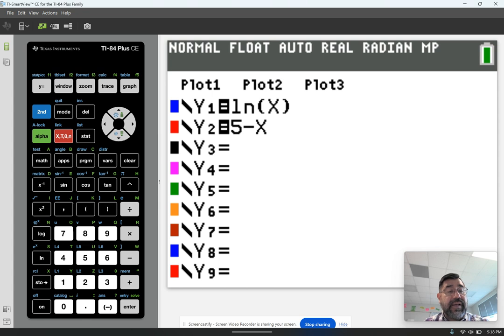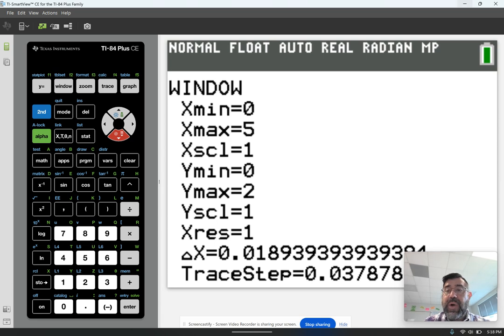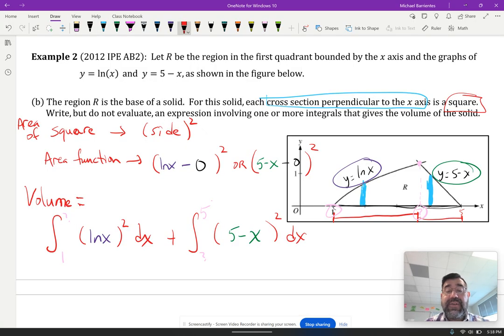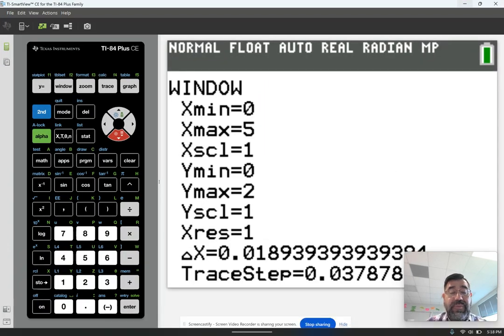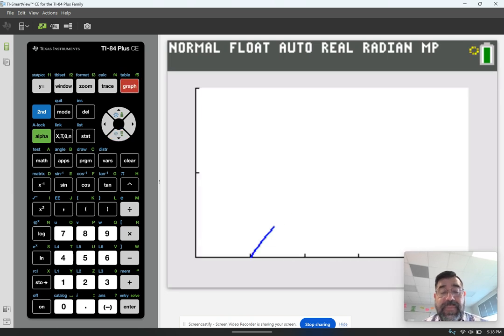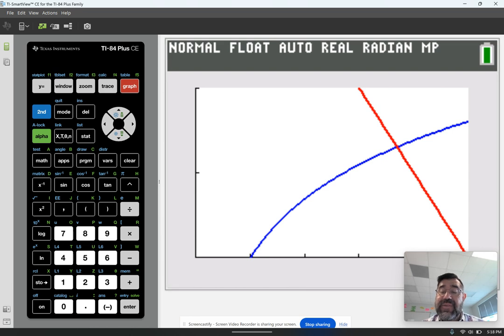And then I believe my window will go from 0 to 5. And then my y min and y max, it looks like it's going from 0 to 2 maybe. We'll give it some room, and we'll go from 0 to 2. Graph it. Here's the first function. Here's the second function. That's the intersection point we want.